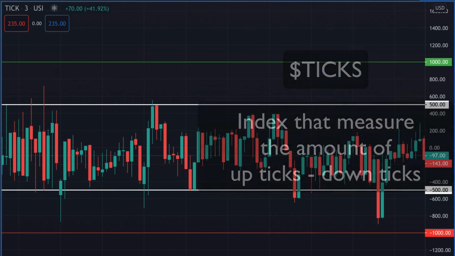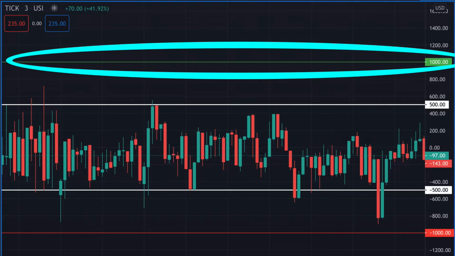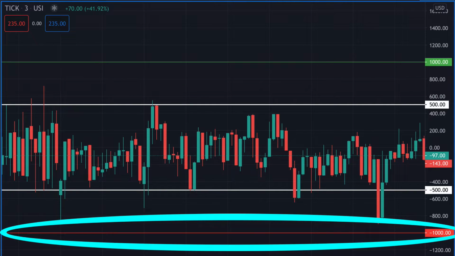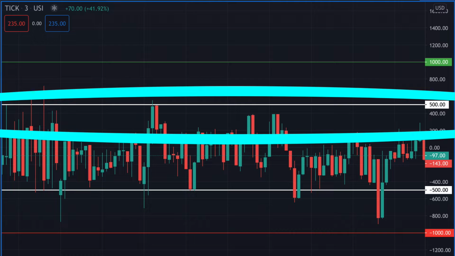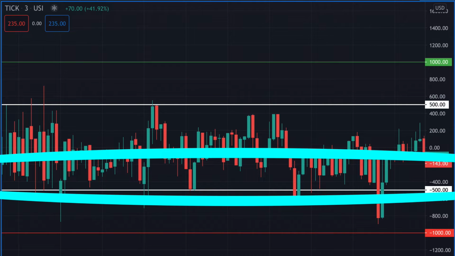In general, over 1,000 ticks is a very strong uptick reading. Under -1,000 is a very strong downtick reading. If the ticks are between 600 and 100, this is somewhat of a strong uptick. So this could be a strong market. And between -600 and -100, this is somewhat strong downticks.